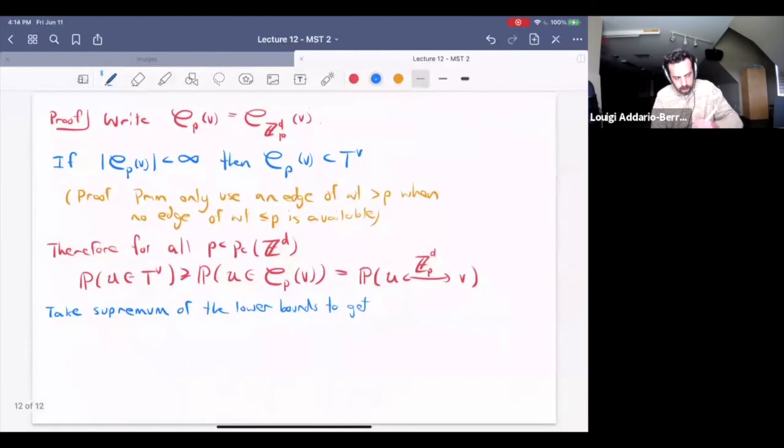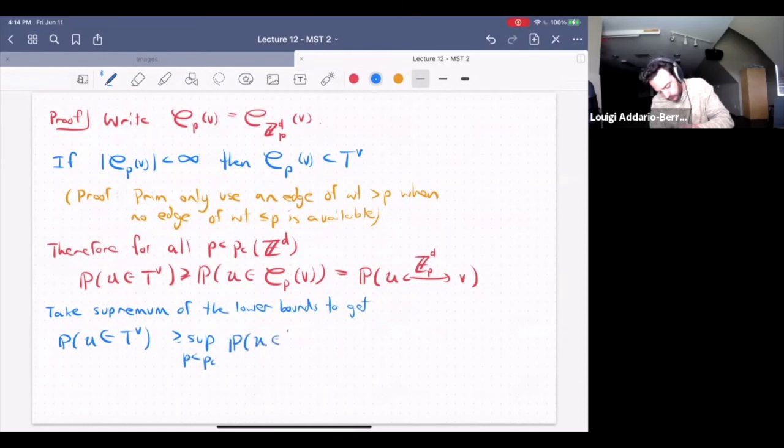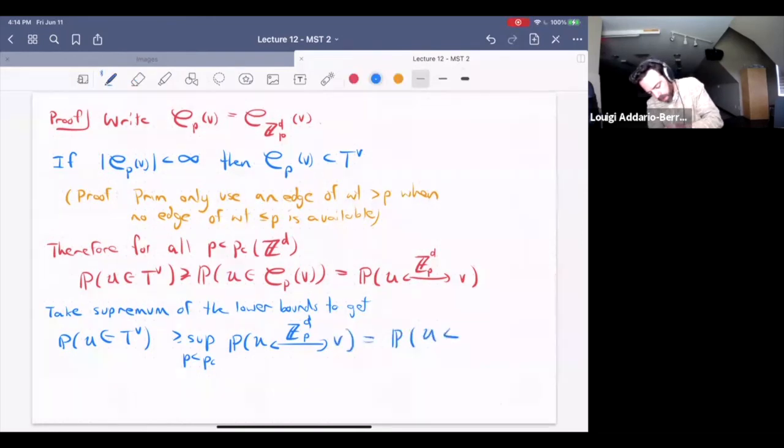And that gives me the probability that U is in TV is at least the supremum over P less than PC of the probability that U is connected to V in ZDP, but that's just by continuity the same as the probability that U is connected to V at the critical value.